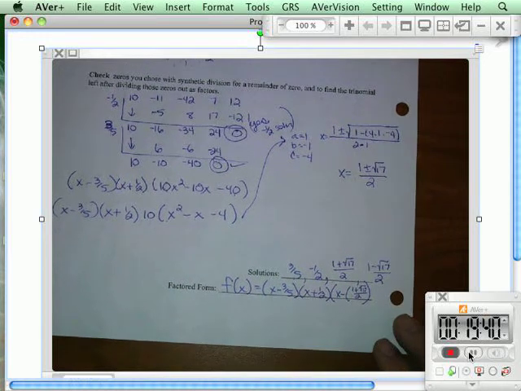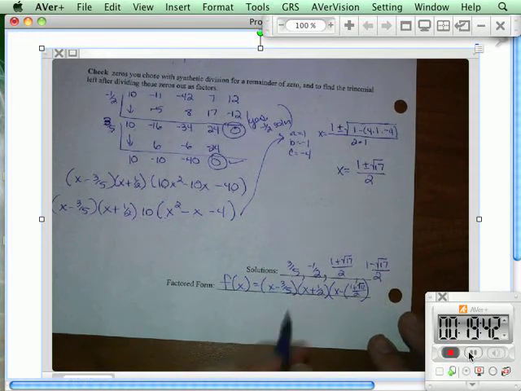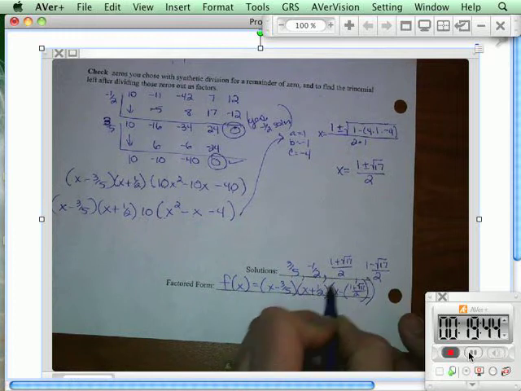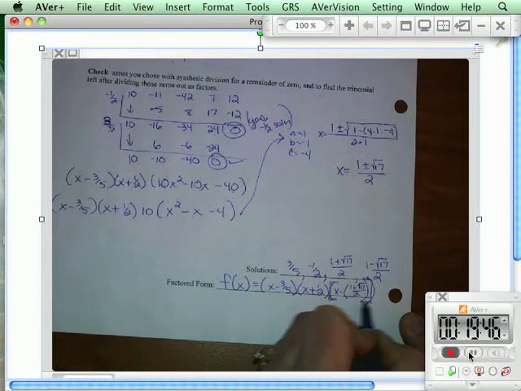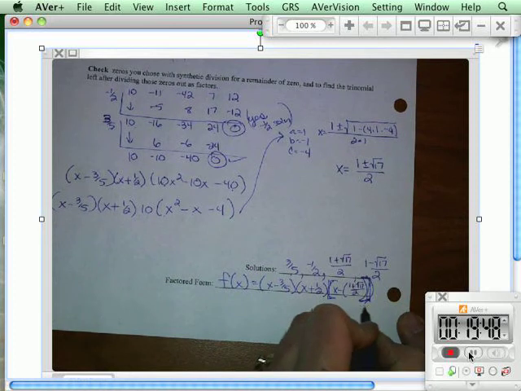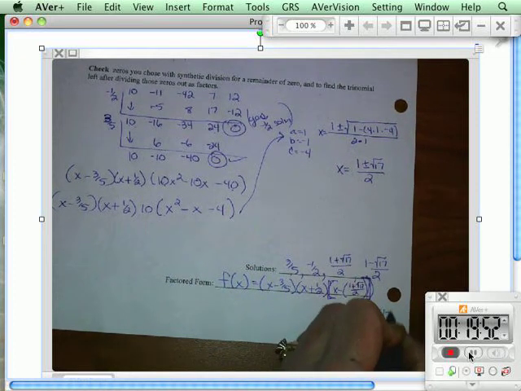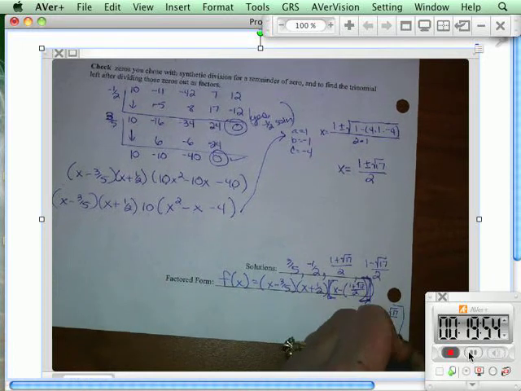And then I'm going to have to come down here. Actually, we might want to do that in brackets because we got parentheses inside there. Times x minus 1 minus the square root of 17 over 2. You don't have to write it out in factored form, but that's what it would look like.